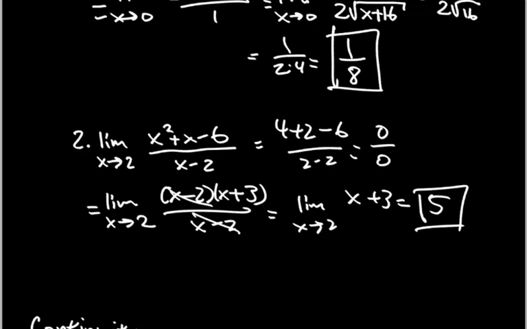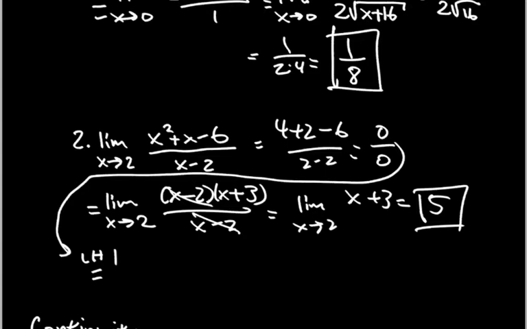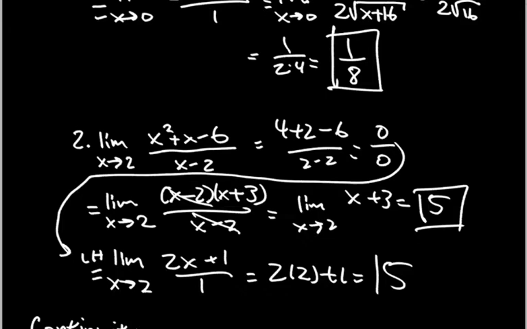Alright, so let's see what will happen if we use L'Hopital's rule on this. So I'm just going to do that down here. So technically you would just go from the 0 over 0 part to here. Limit as x approaches 2 of, let's take the derivative of the numerator, which is 2x plus 1, and then the denominator derivative is just 1. If we substitute in 2, we get 2 times 2 plus 1, which is 5. So they both match. That is what we're looking for, and we're good.